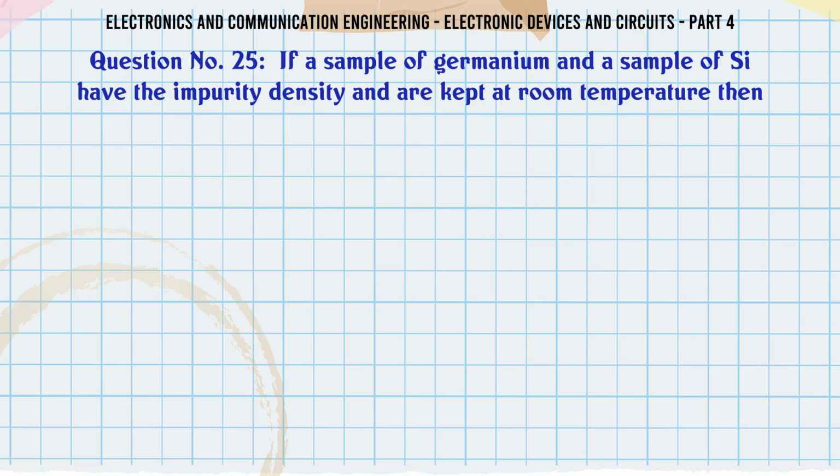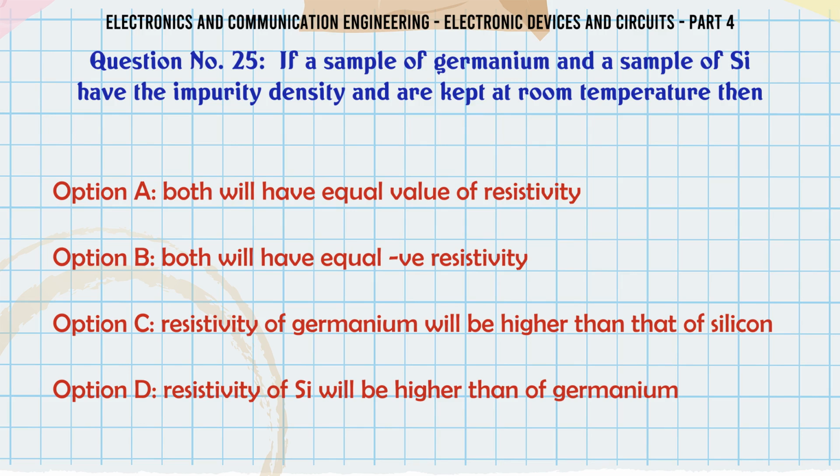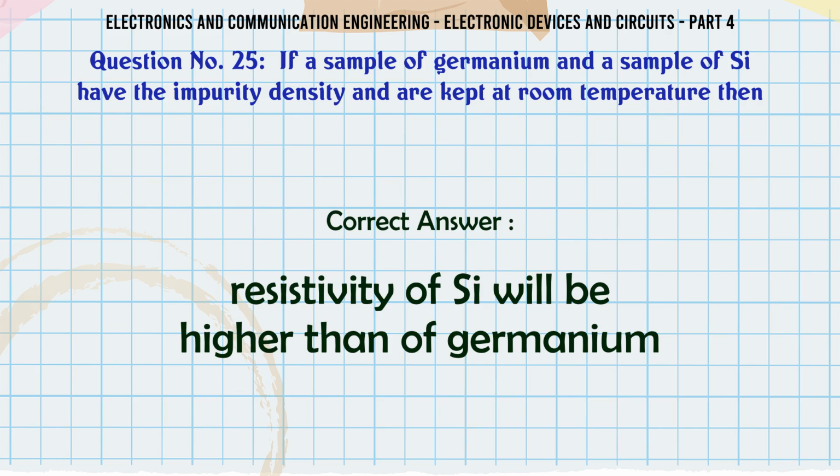If a sample of germanium and a sample of Si have the same impurity density and are kept at room temperature, then A, both will have equal value of resistivity, B, both will have equal negative resistivity, C, resistivity of germanium will be higher than that of silicon, D, resistivity of Si will be higher than of germanium. The correct answer is resistivity of Si will be higher than of germanium.